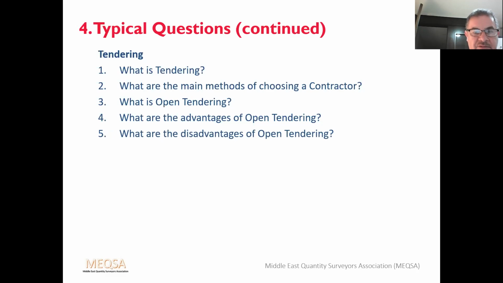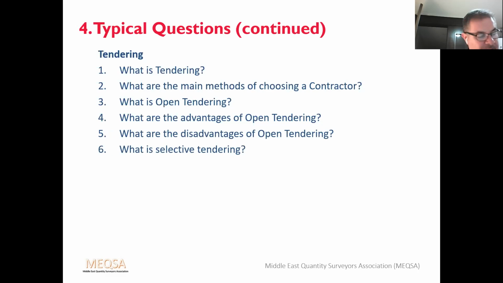What are the disadvantages of open tendering? Well, there's a danger that the lowest tender is inexperienced or has made a lot of errors. There's no guarantee that the lowest is capable or even financially stable. And the total cost of tendering is increased because you might have 20 or 30 tenderers, each one of which has a financial outlay.